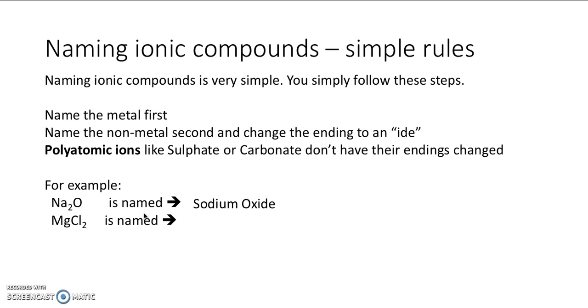The second example is MgCl2, and that is simply named magnesium chloride. So you ignore the subscript, it's just magnesium and a chloride ion afterwards. Importantly, we changed the ending of chlorine to chloride.